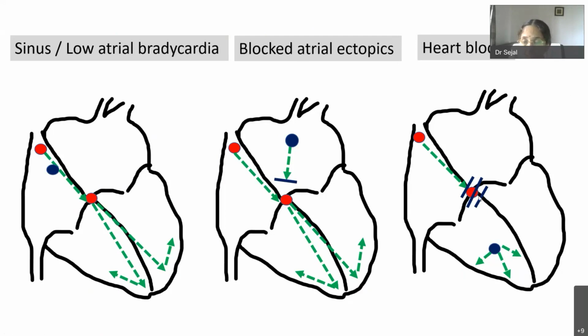And the third reason could be a block at the AV node. Now here, the first and the third we will be seeing in detail, because these two sections we haven't discussed last time. The atrial ectopics we have discussed at length, so we'll just run through with an understanding of a very important differential diagnosis which we will see.